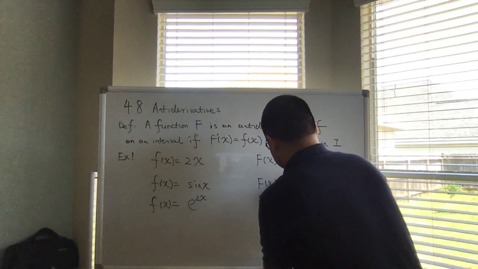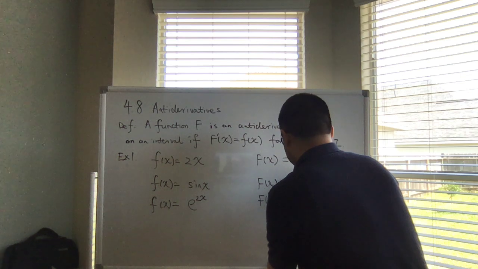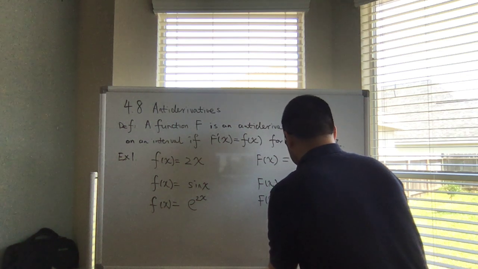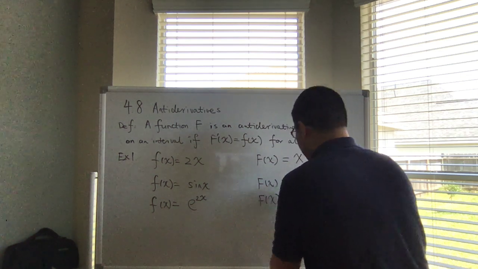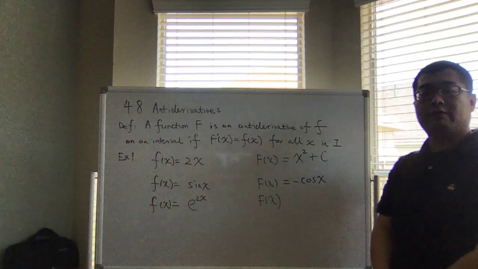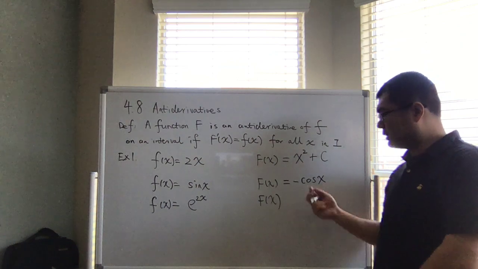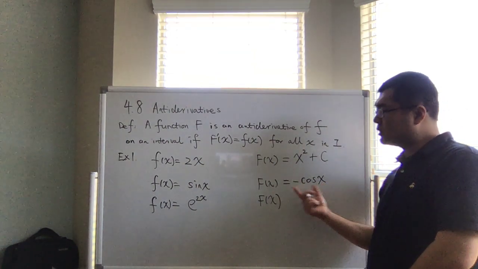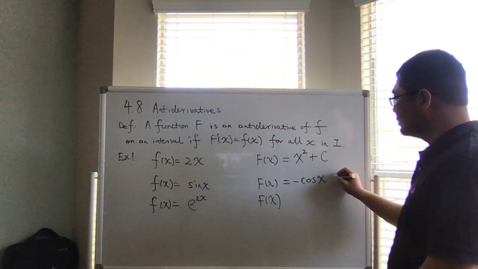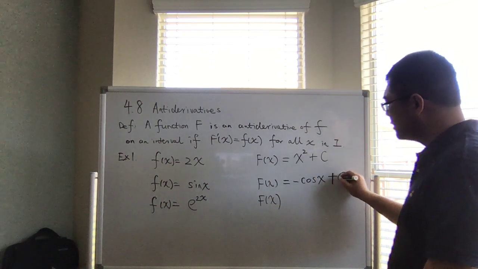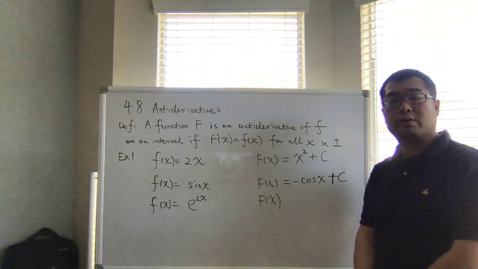Let's think about this. You will see that if you put a negative sign in front of cosine x, that will complete the task. Because if you take the derivative of this part, it will give you sine x. And also, don't forget to add the arbitrary constant.